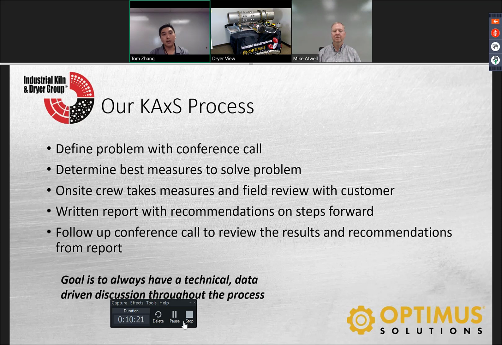The major point here is that we will always try to have a technical data-driven discussion throughout the process. This way it's more quantitative, it's less opinion-oriented. We can interpret based off of the results, but the goal is, here's the data, what do you guys see on that?